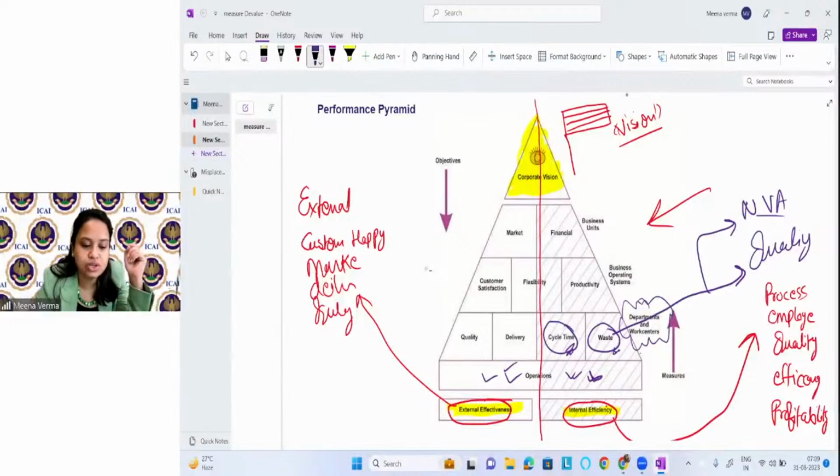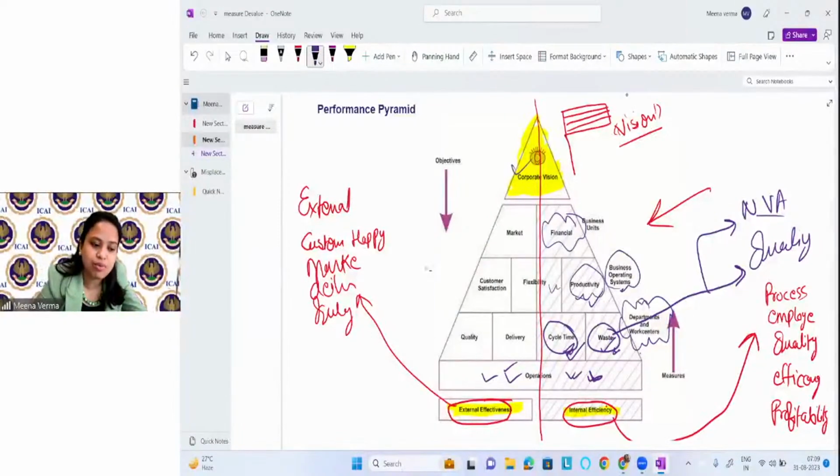Then we will focus on what? Productivity and flexibility. It will be productivity of business operation of the organization. Then obviously, if the waste is less, non-value added activity is less, cycle time is good, the company is producing the goods very efficiently. Productivity of the company will be good, right? Then what will happen? The company will manage to achieve all their financial goals.